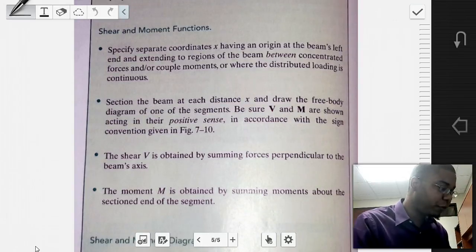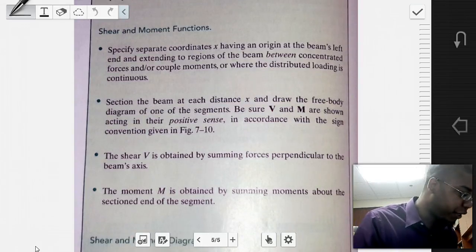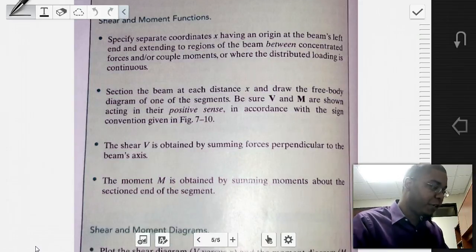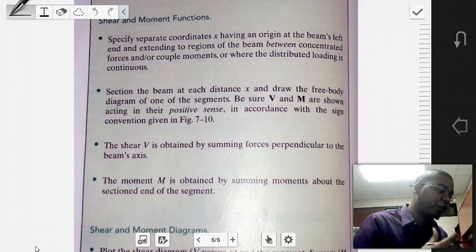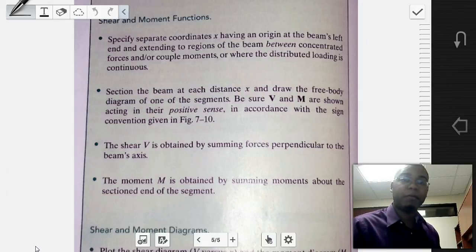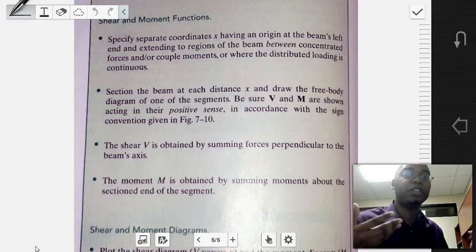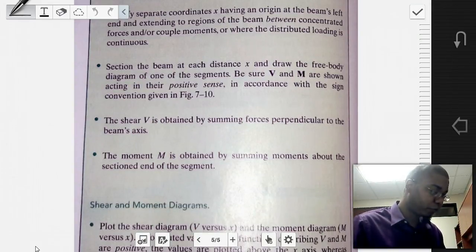So once we've identified these x positions that are in between the points of interest, then we need to section the beam at each distance x and draw the free body diagram of the section of one of the segments of interest. We need to be sure that the shear and moment are shown acting in their positive sense in accordance with the sign convention that we showed earlier, right? So we want to make sure that when we put in our internal forces, we assume them to be initially positive.